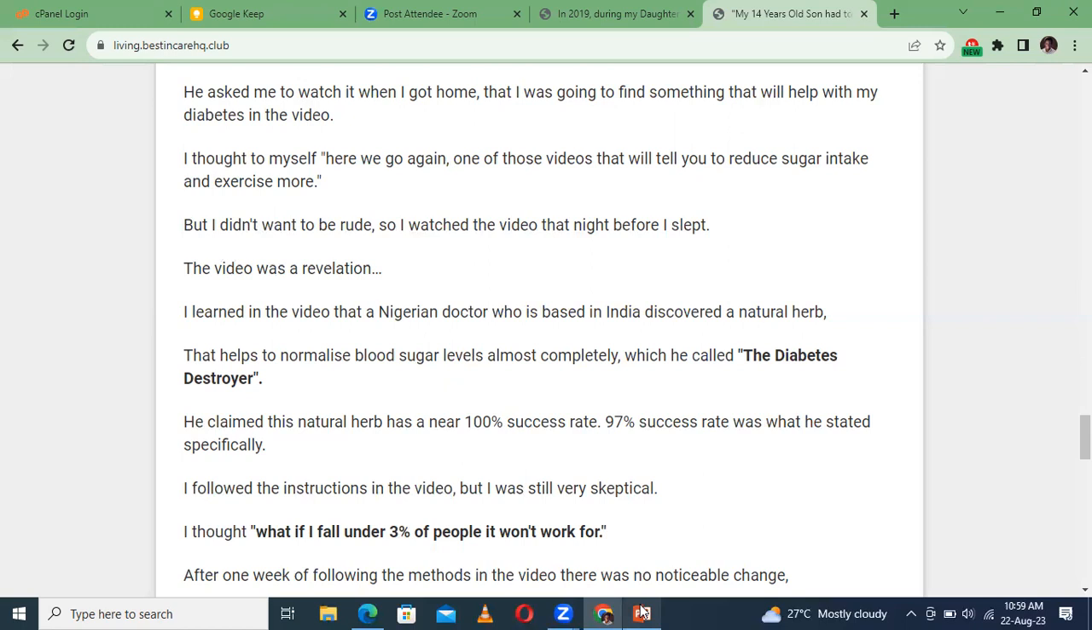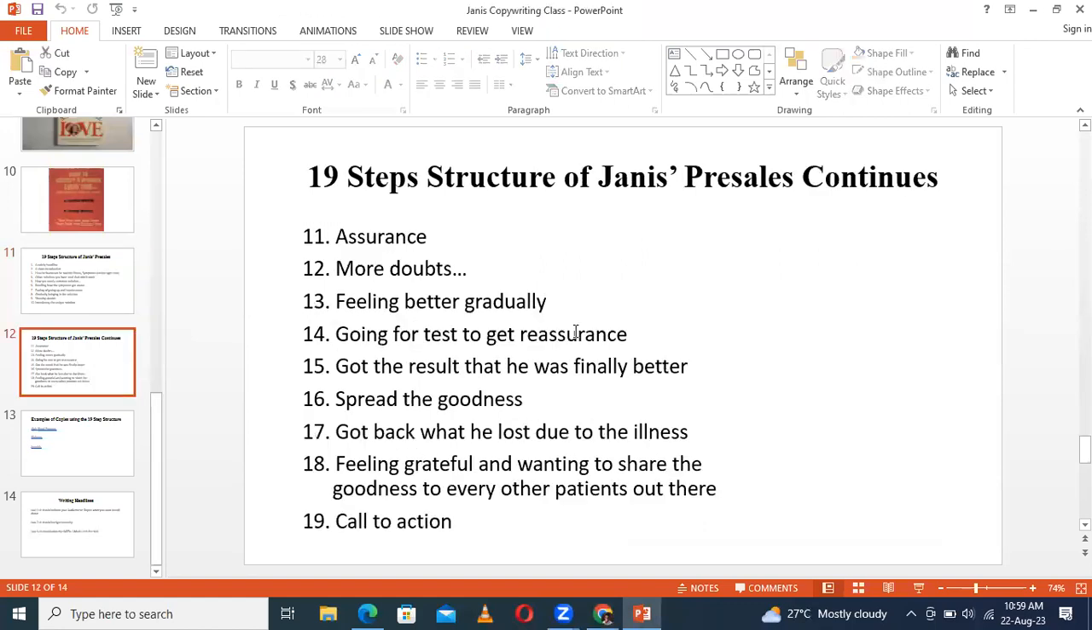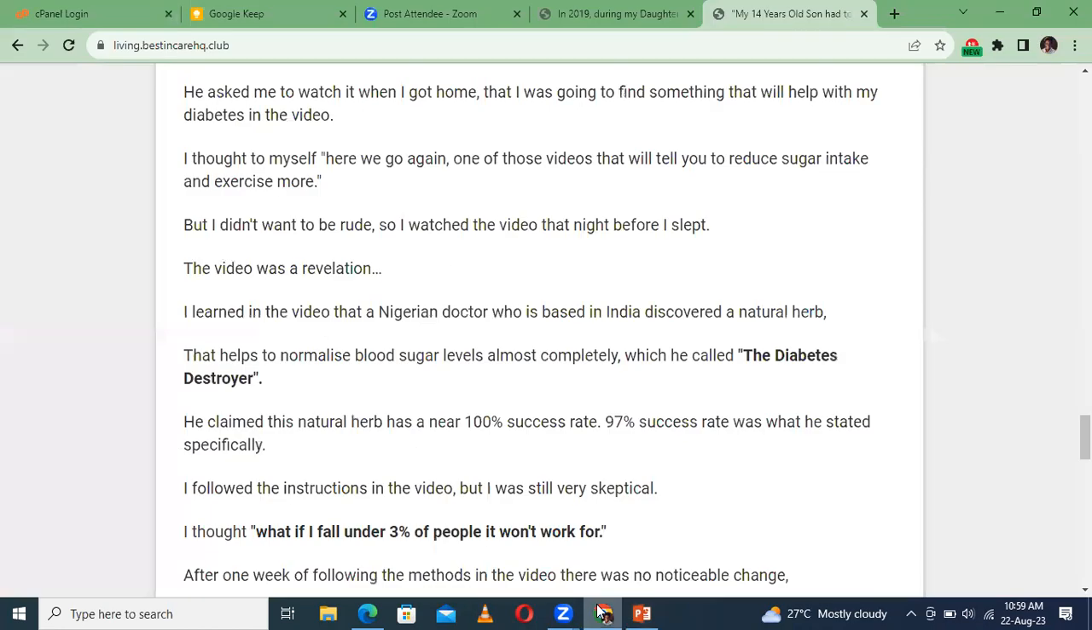What number are we now, guys? Okay, we've done number 10, introducing the unique solution. So let's go to the next page. What number are we now? 12. More doubts, sir. Number 12. More doubts. Can you tell me where we did number 11, assurance?